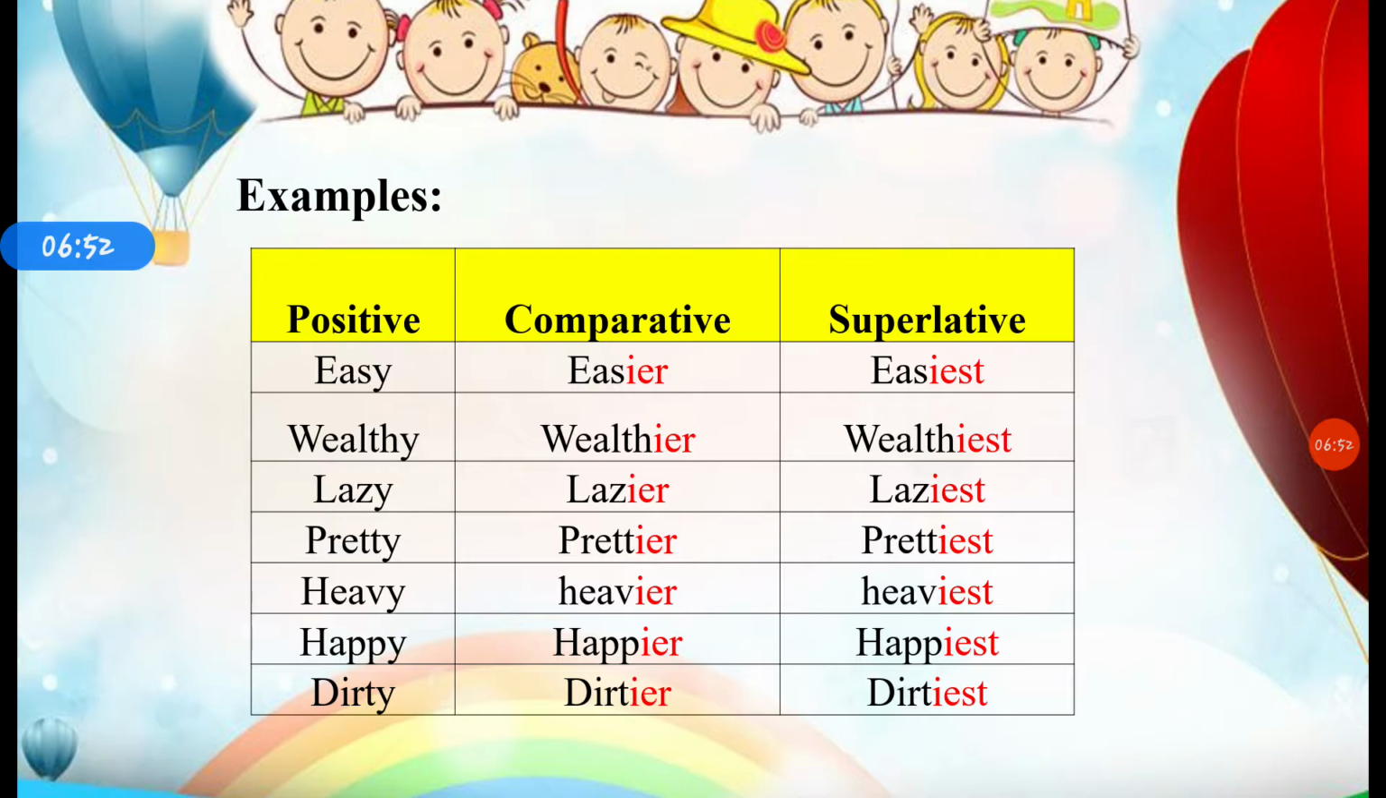heavy, happy, dirty. All these positives end with consonant plus Y. So we drop Y and add IER in comparative degree, and in superlative degree we drop Y and add IEST.